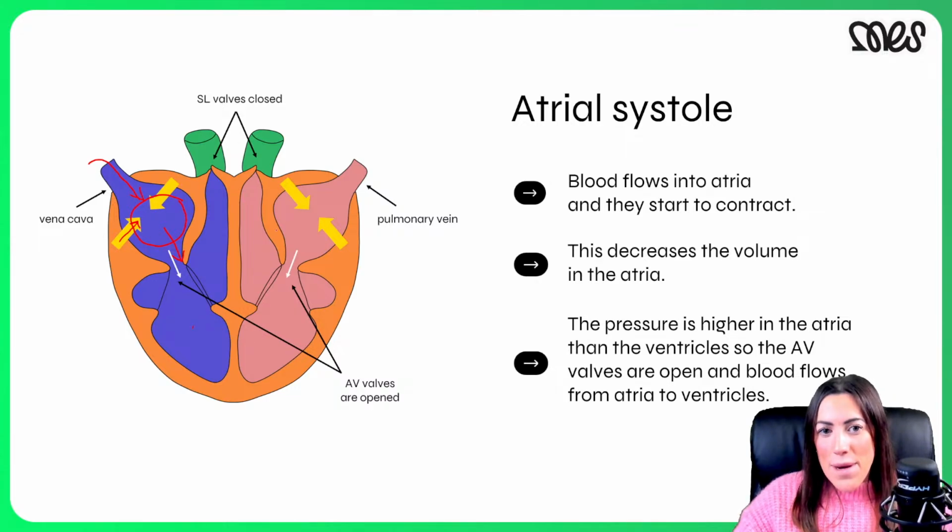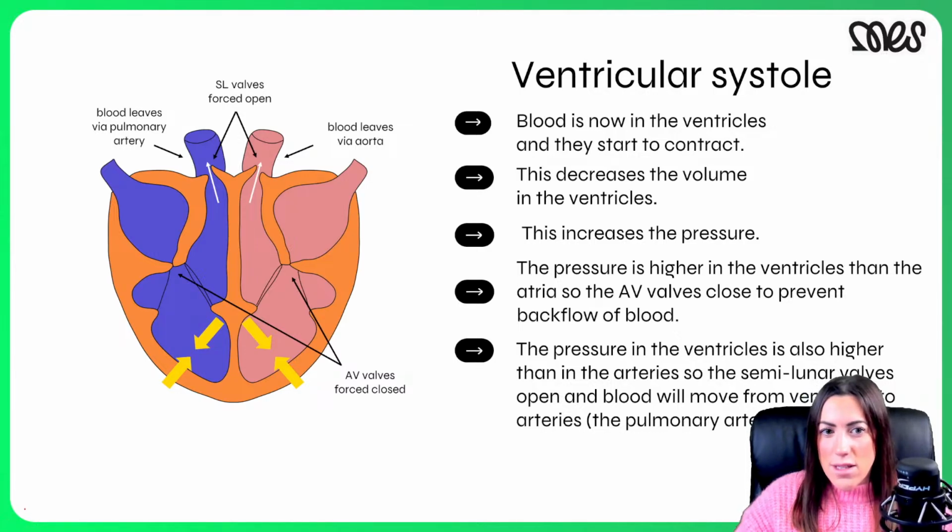And remember, this is happening in the left side at the same time. Same time, blood is going into the left atrium. The atrial walls are contracting, so the pressure gets high in the left atrium, which pushes the AV valve open, so blood will start to flow into the left ventricle. Now that's atrial systole, that's atrial contraction. Let's move on to ventricular systole.